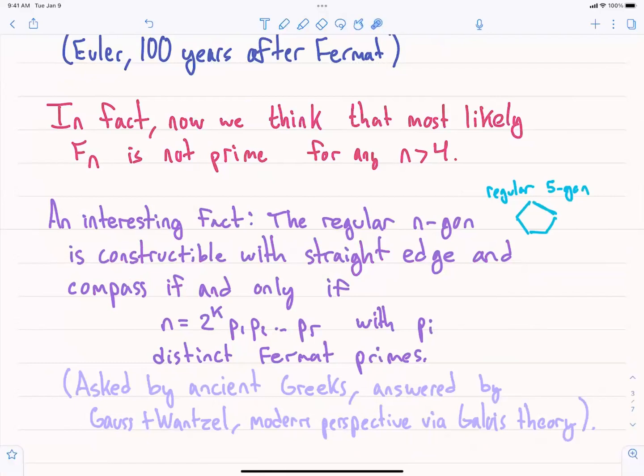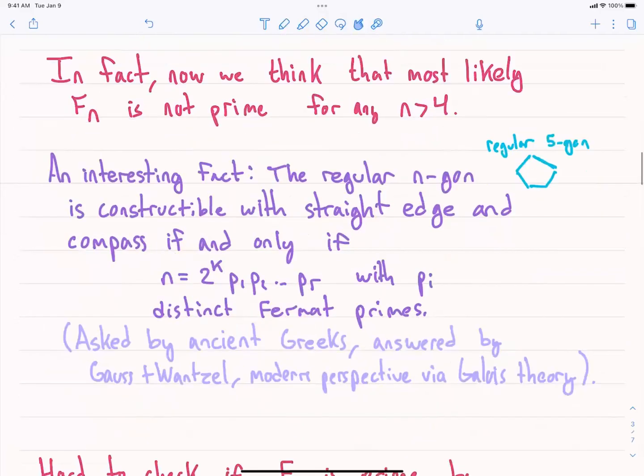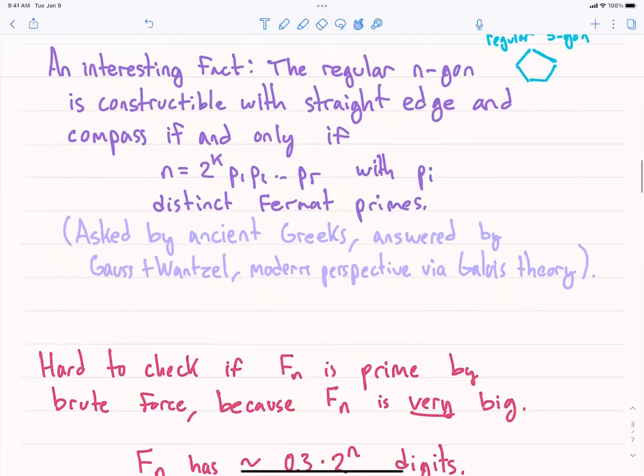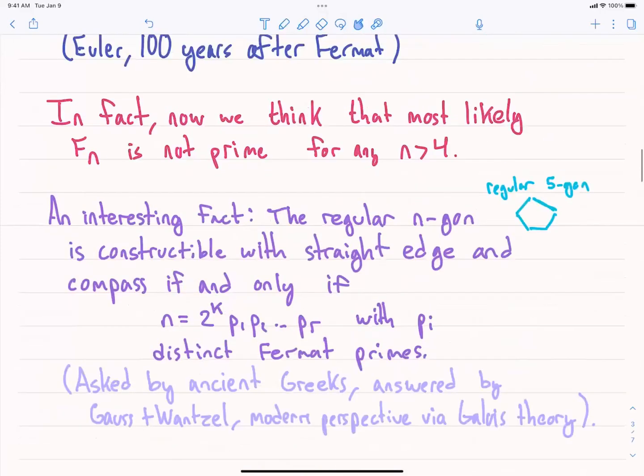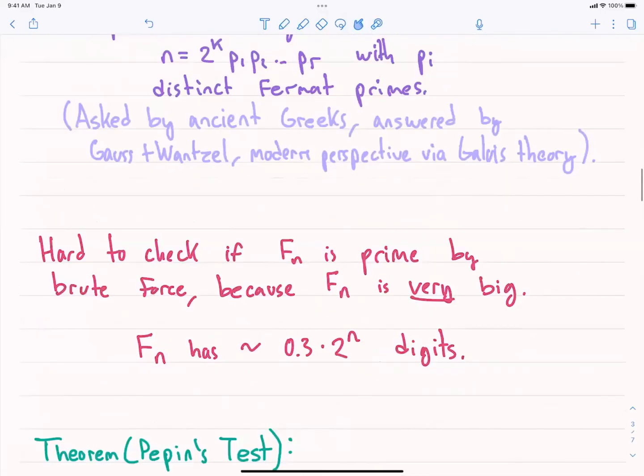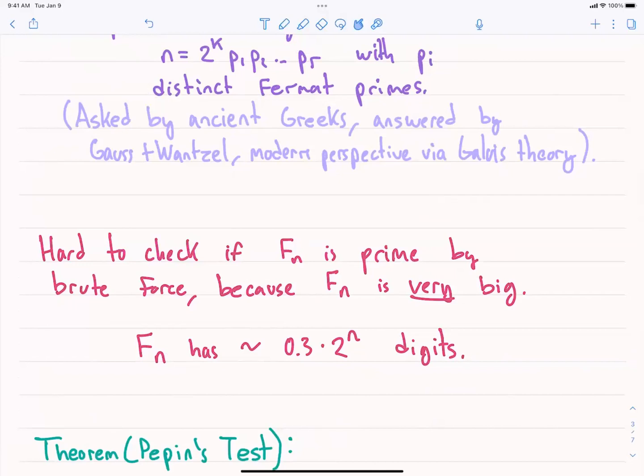Okay, so somehow Fermat primes are not just interesting because Fermat made this conjecture. They're connected to this interesting problem and other interesting things. So how can we think about this? Say we want to check whether more Fermat numbers are prime.